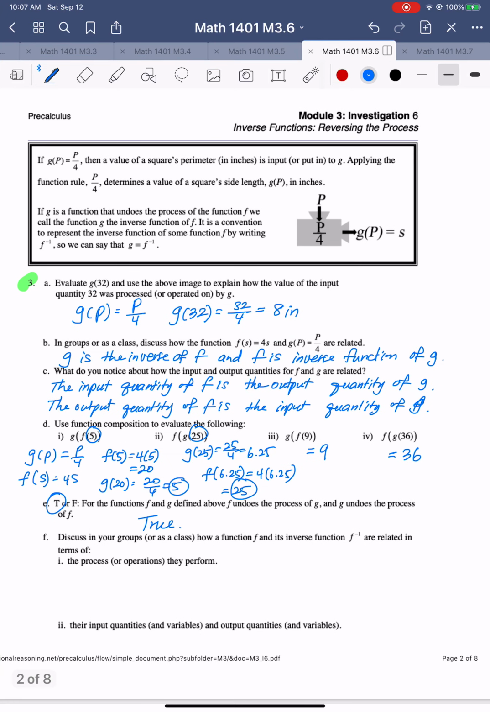F, discuss in your group or class how the function f and f inverse relate in terms of the process or operation they perform. This is inverse notation, so it's not an exponent of negative 1, okay? So the inverse function notation undoes the process of the function f.